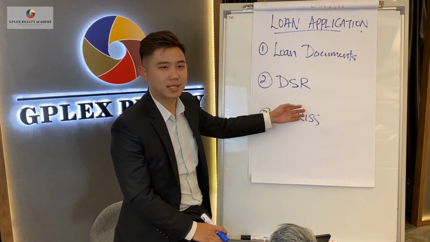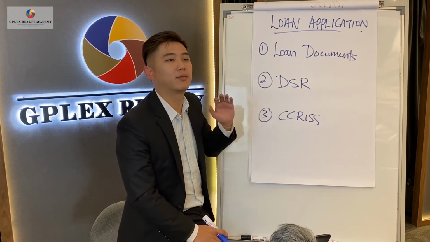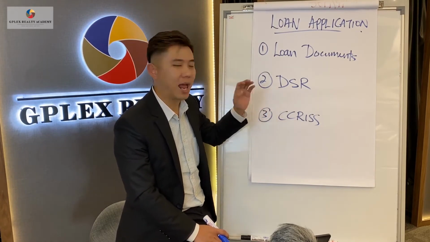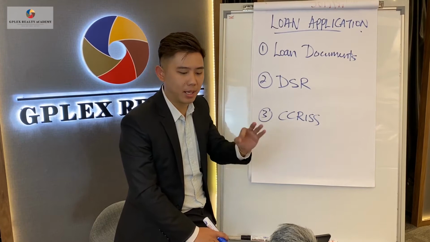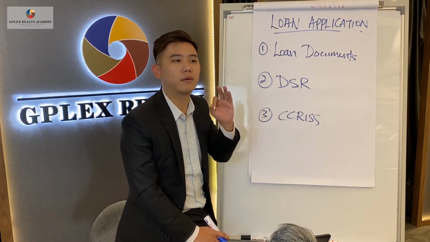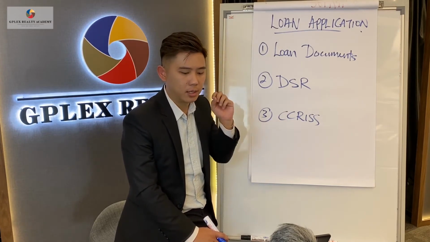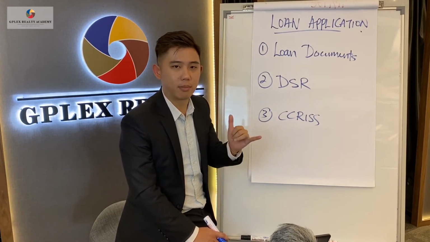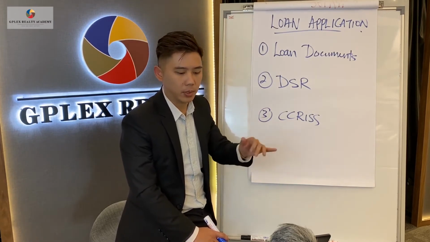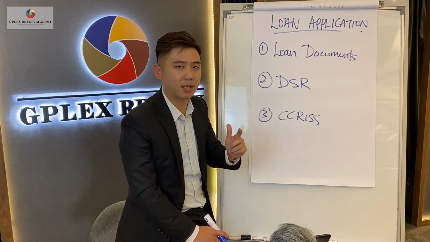For a fixed income earner, which means they have no commission, you should at least provide 3 months of salary slips. But if the income involves any commission, then you will need 6 months. You need to collect 6 months of salary slips. So this is the first document, and then second will be the latest bank statement.